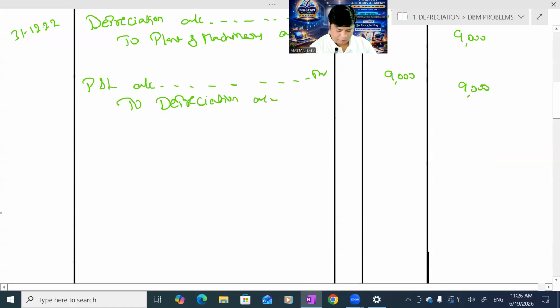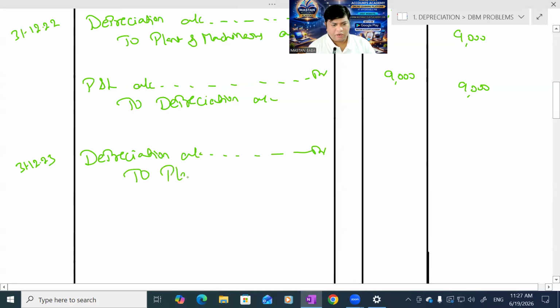31st December 2023. What is the required entry? Depreciation account debit to plant and machinery account. What is the depreciation for the third year? The third year depreciation we calculated in our ledger account is 8,100. 8,100, being depreciation charged.